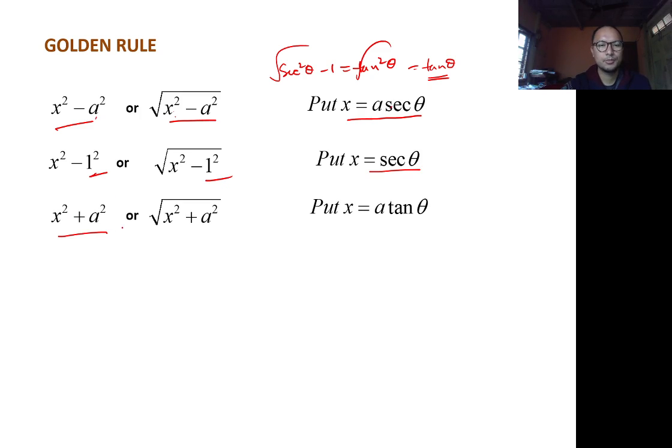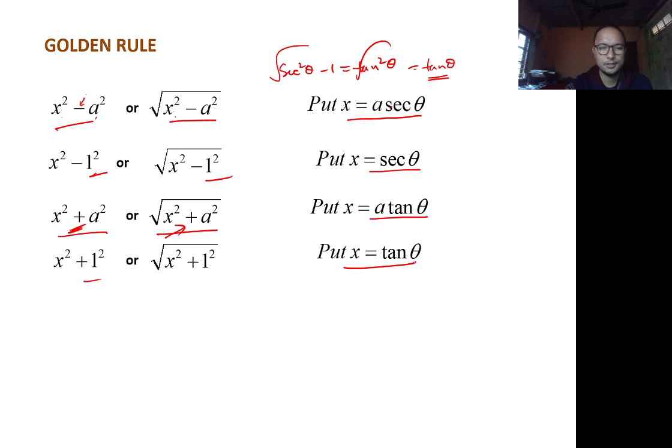Next, x square plus a square. Here, the plus, like x square minus a square gives sec theta. If it is plus here, then we will be using a tan theta. Similarly, if a is 1, we are using x equal to tan theta.